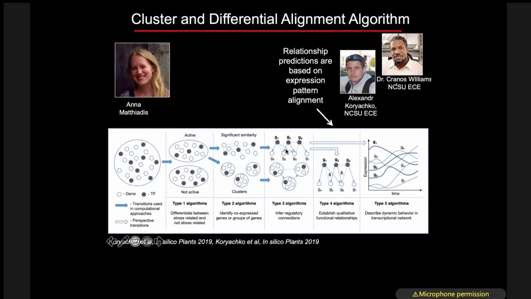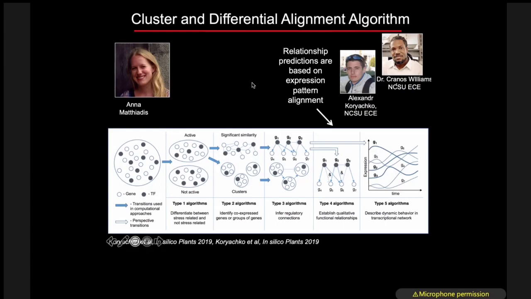And so this image is from a review. It talks about the different types of algorithms that one can develop to try to look at transcript data and expression data to try to figure out relationships between groups of genes. And so we started off basically with a type 3 or type 4 algorithm where you're establishing quantitative relationships between gene A and gene B, or gene 1 and gene 2, based upon expression pattern. So if I give you a time course data set, you should be able to predict what regulators are regulating things that are being expressed at a later time point.